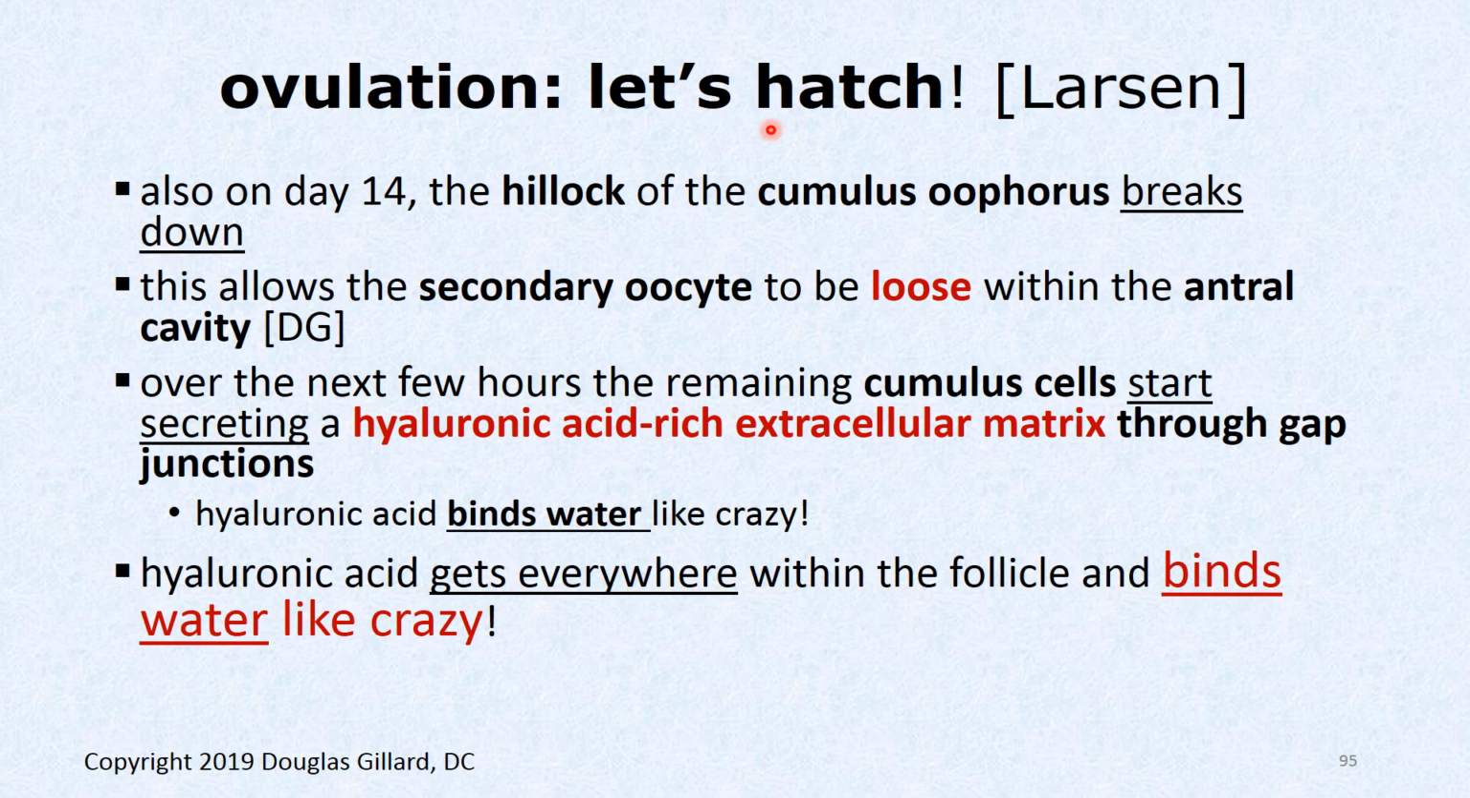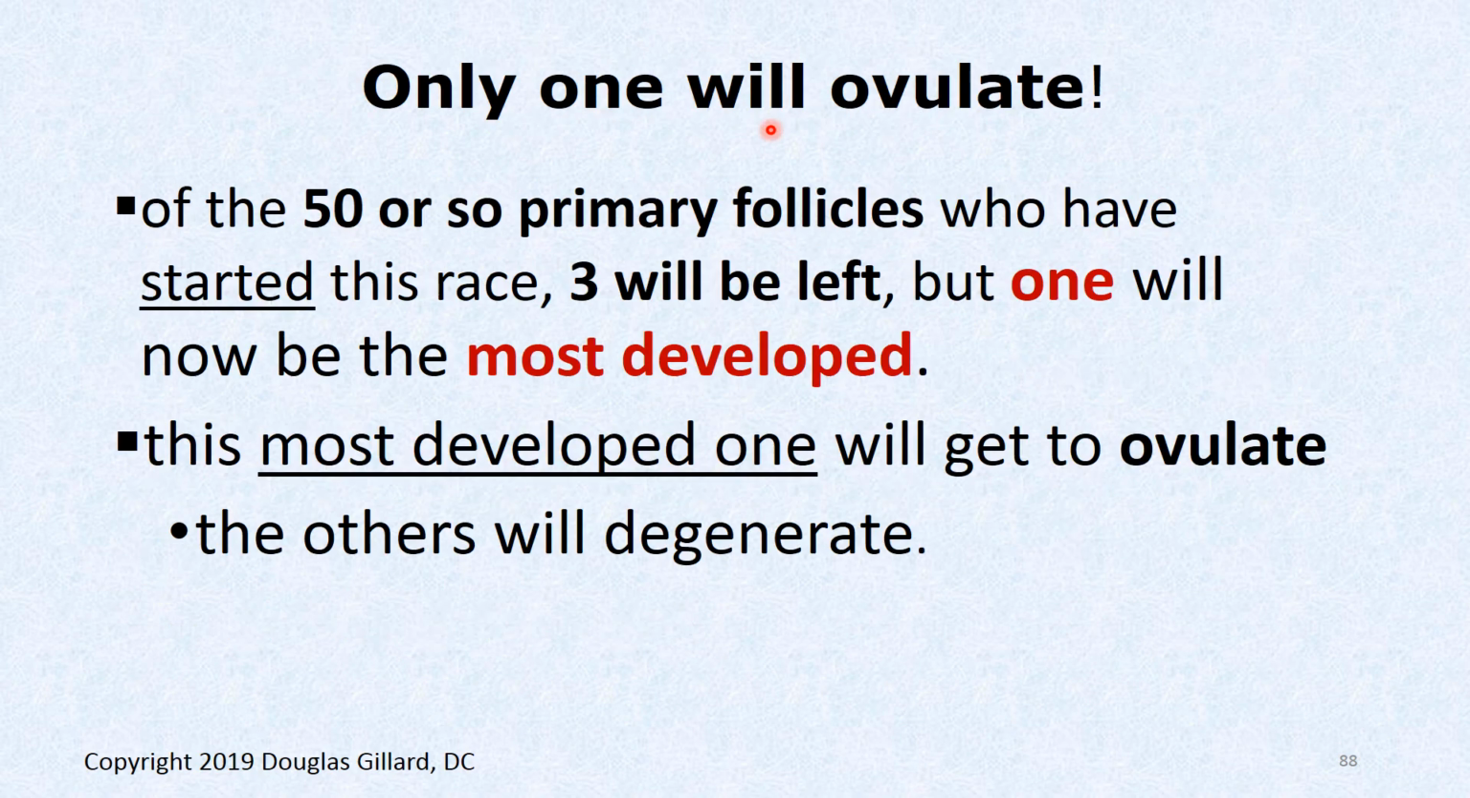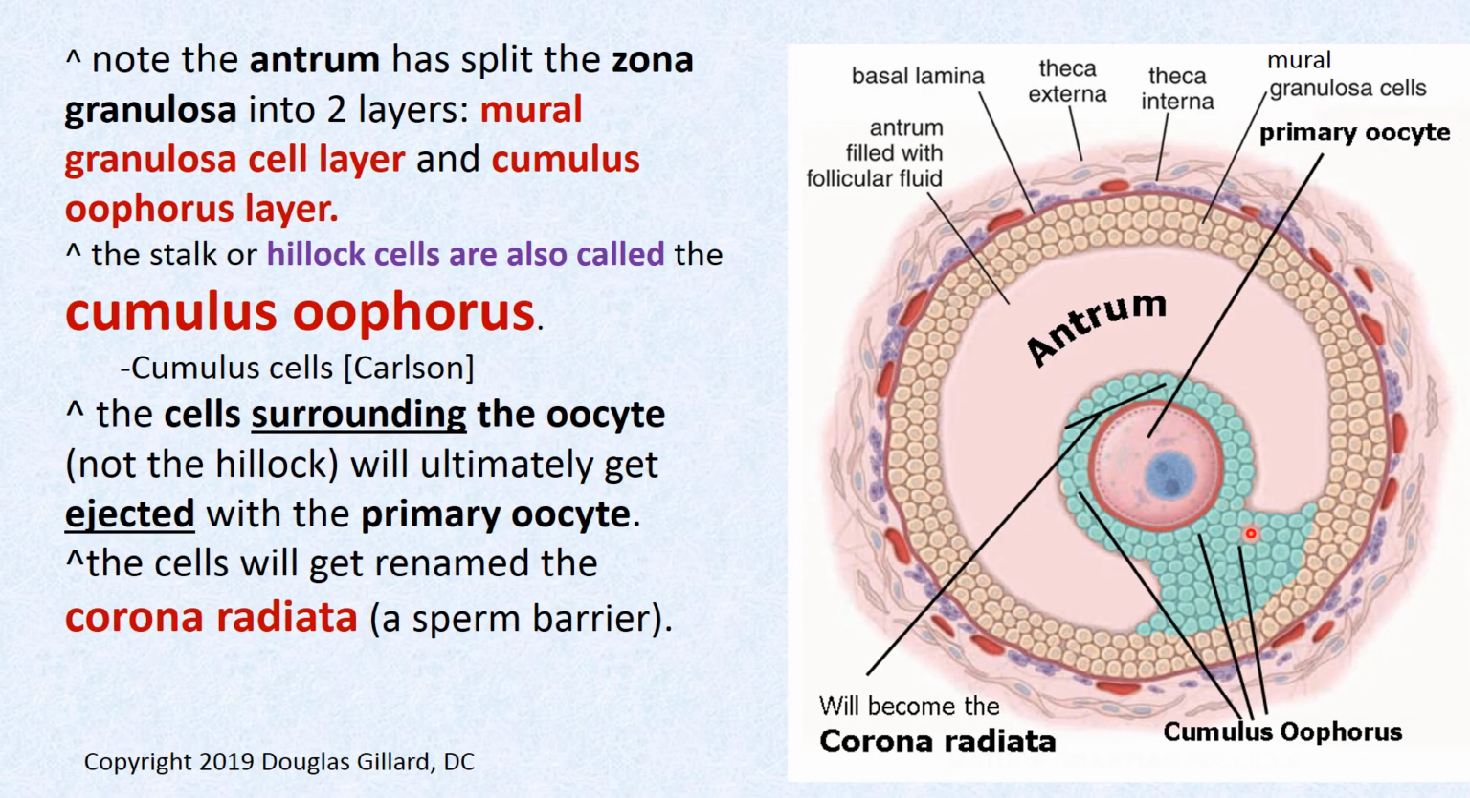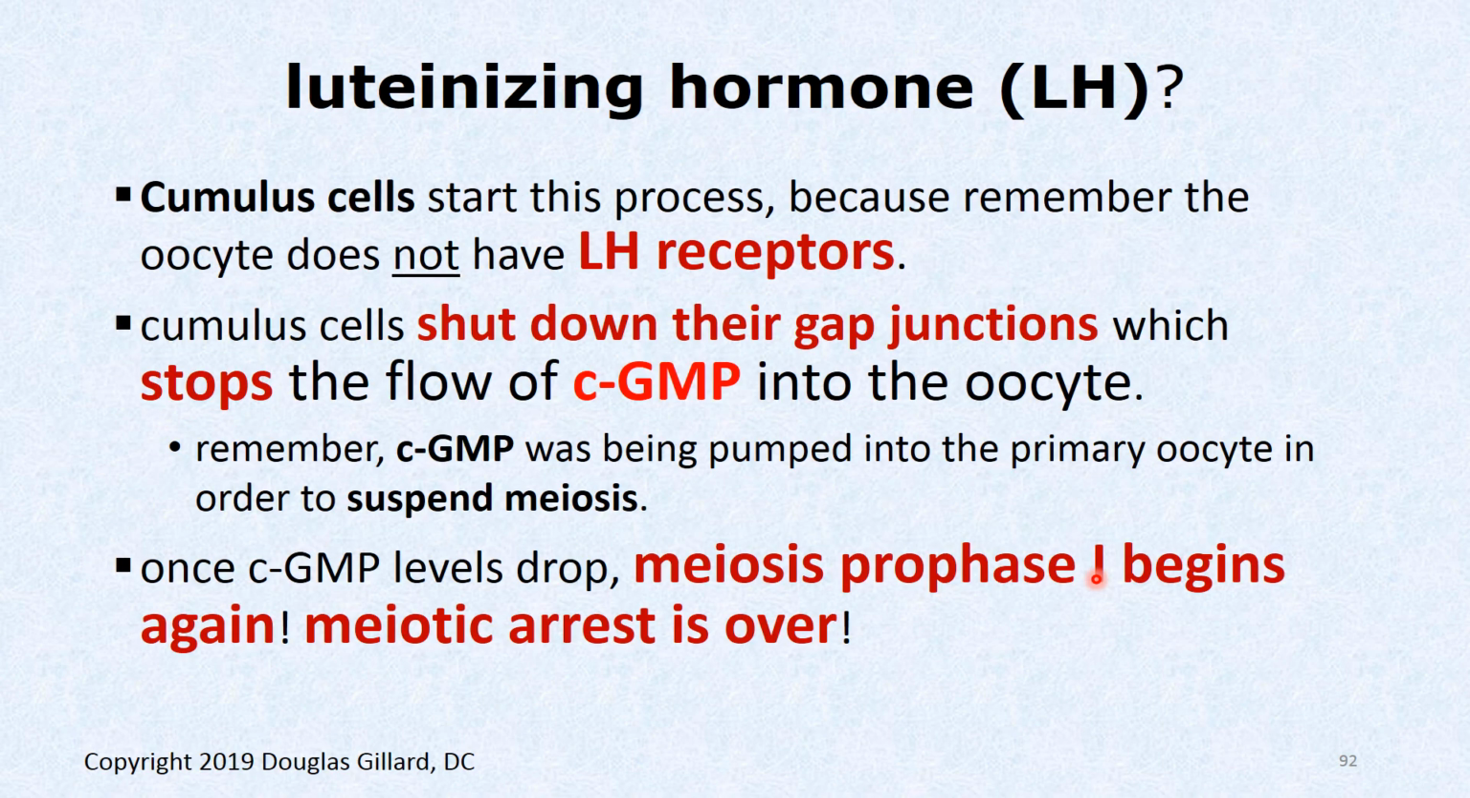So on day 14, the hillock of the cumulus oophorus breaks down. Remember what that thing was? Here's the hillock. So this thing gets destroyed. And now look, we have this thing with its future corona radiata. Now it's stuck in metaphase 2, but it's loose. It can float around in here because it's got all this space. So that's awesome. But now we've got to squirt it out.